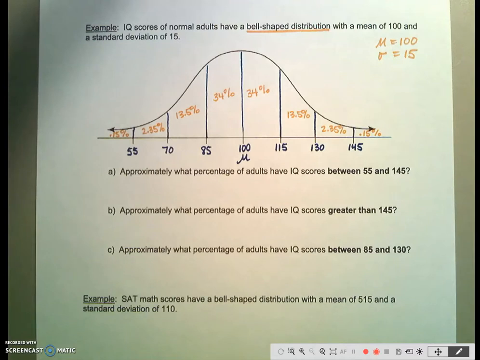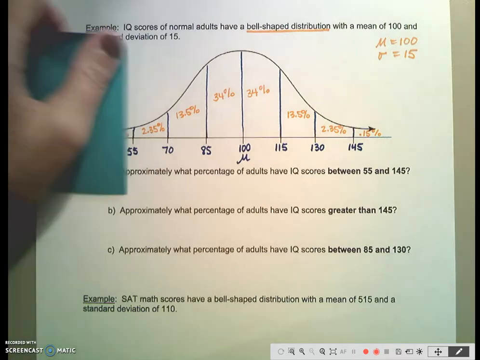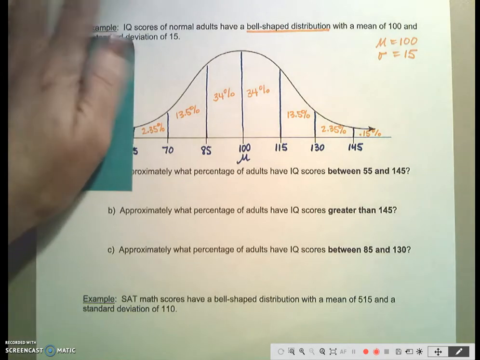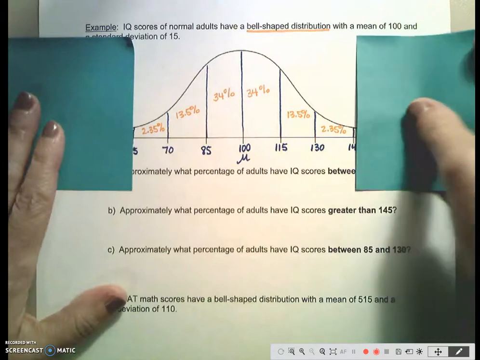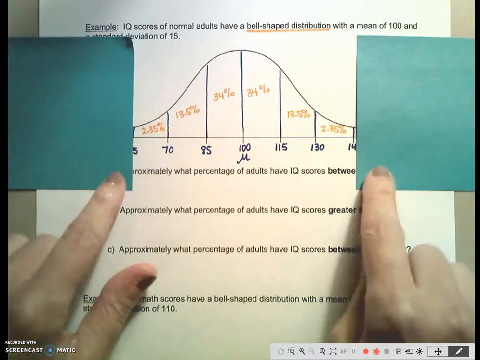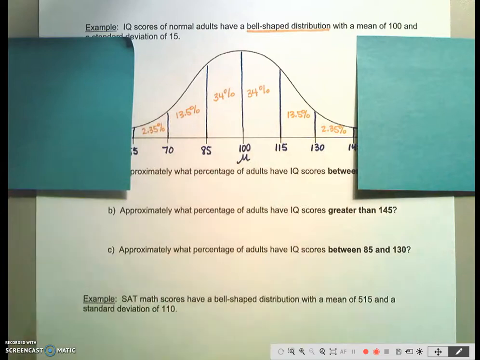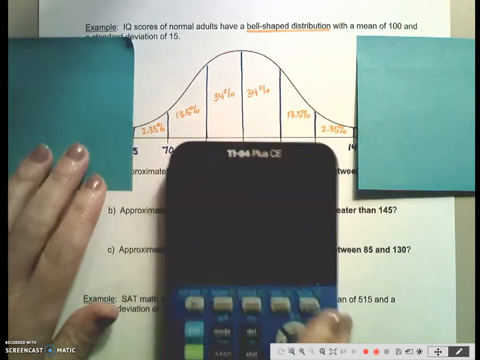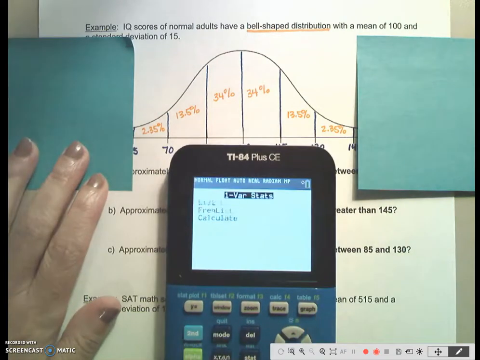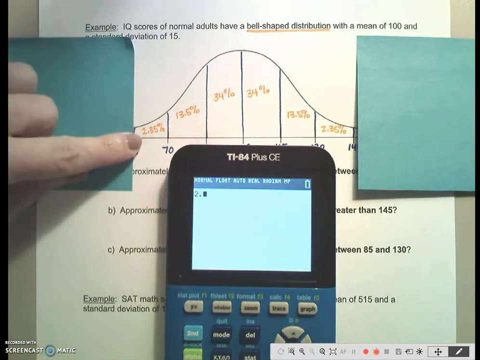All right, now it says approximately, because this is all just a general rule of thumb, it's all approximate. Approximately, what percentage of adults have IQ scores between 55 and 145? And I think it's helpful if you'll use sticky notes. So between 55, which is there, up to 145. I just want to add up the percents that are there, okay? Now you can use the empirical rule on the last page, or you can just do a quick add on your calculator.